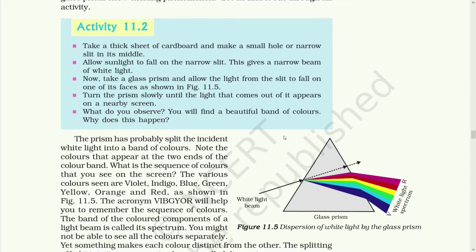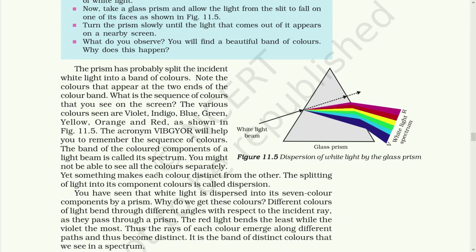You might not be able to see all the colors separately, yet something makes each color distinct from the other. The splitting of light into its component colors is called dispersion. So this phenomenon, that is the splitting of white light into its 7 different colors, is called dispersion. Earlier we studied 2 more phenomena: reflection, that is the returning of light, and refraction, that was the bending of light. And this is the third phenomenon, dispersion, that is the splitting of light into its band of colors.